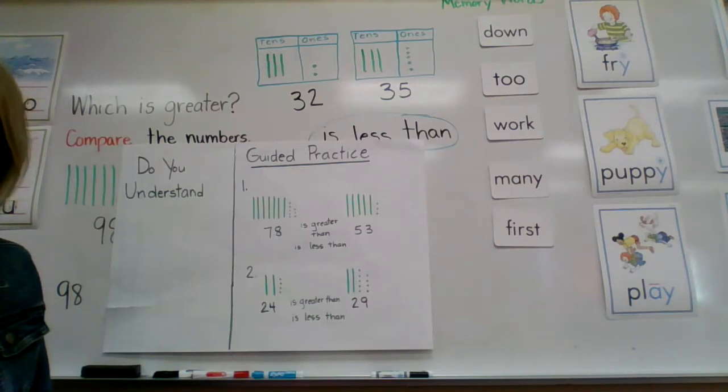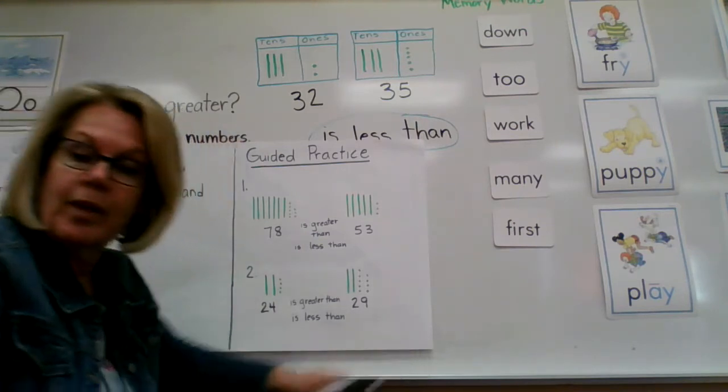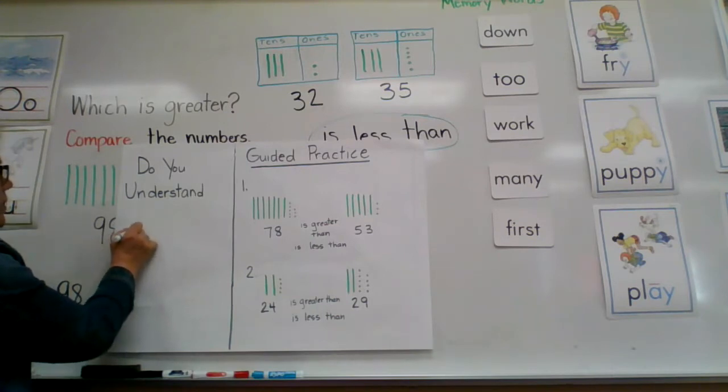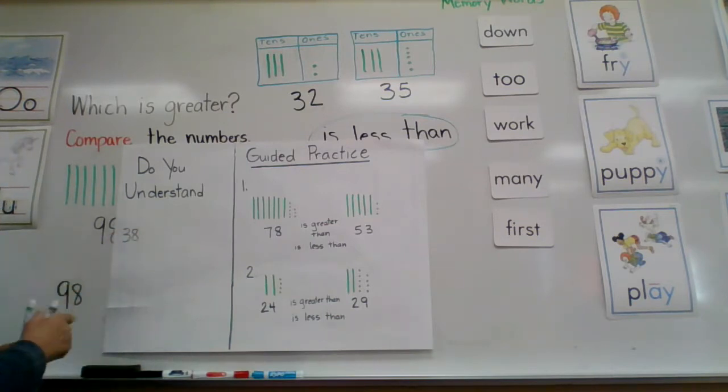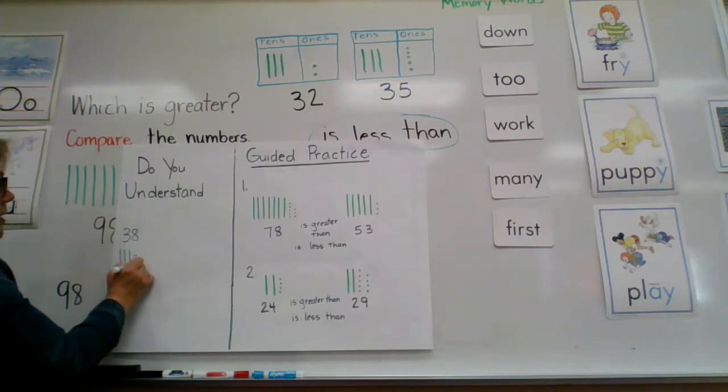You remember how to draw place value blocks. Let's do that together. And then you can stop the video. So we want to draw 38. I'm going to write the number 38 here. And then I'm going to draw place value blocks for that number. 10, 20, 30, 31, 32, 33, 34, 35, 36, 37, 38.